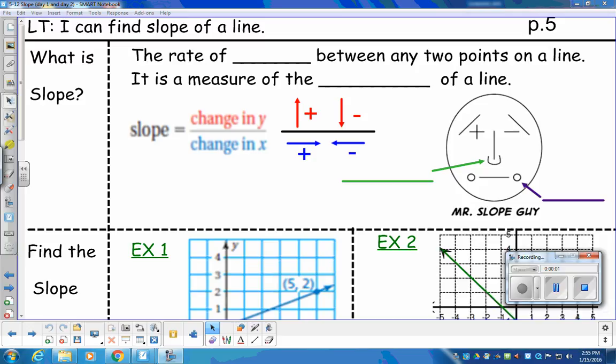Hey, seventh grade. So our learning target today is I can find the slope of a line. We should be on page 5. Everybody should be on page 5. So the first question here is really what is slope?